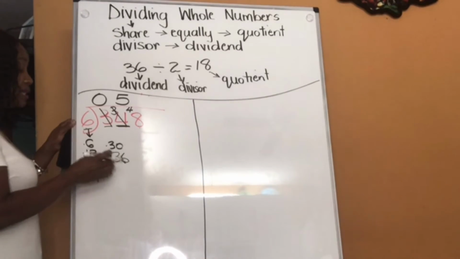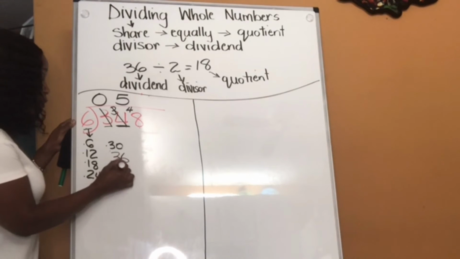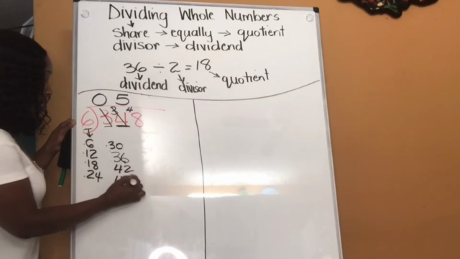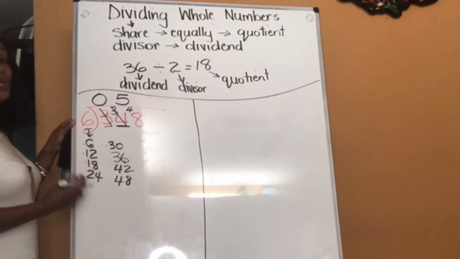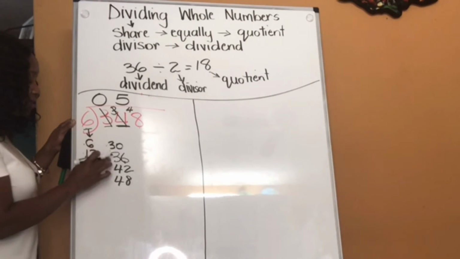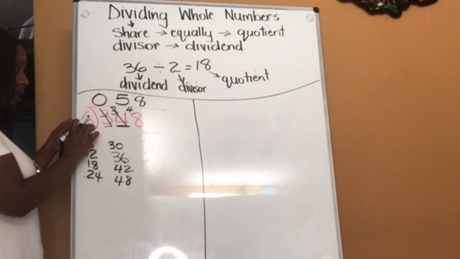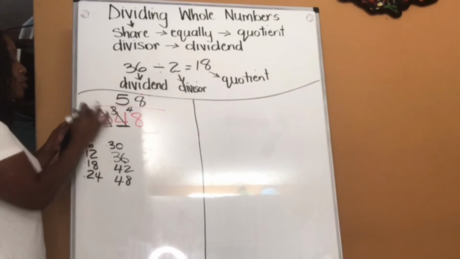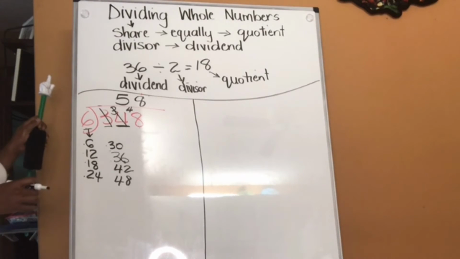And now you need to continue skip counting until you get to 48. So 36 plus 6 more, that's 42. And 42 plus 6 more, that's 48. So we got to 48 this time. So now we can count 1, 2, 3, 4, 5, 6, 7, 8. So we can get 8 sets of 6 out of 48. So when I divide 348 by 6, my answer is 58.